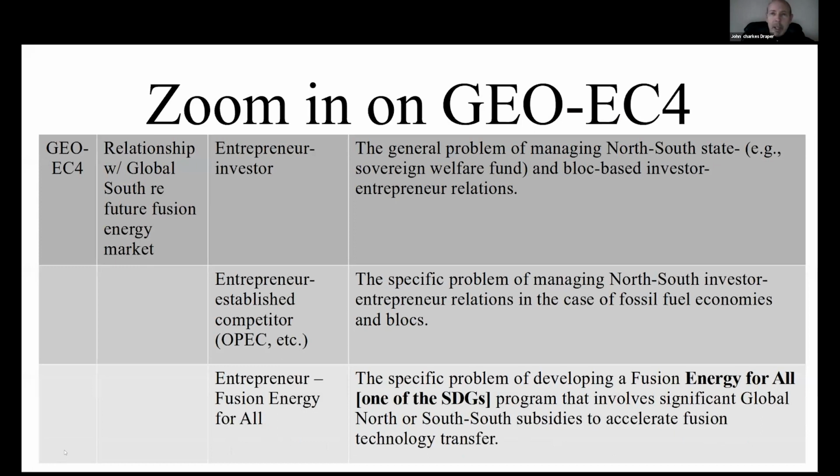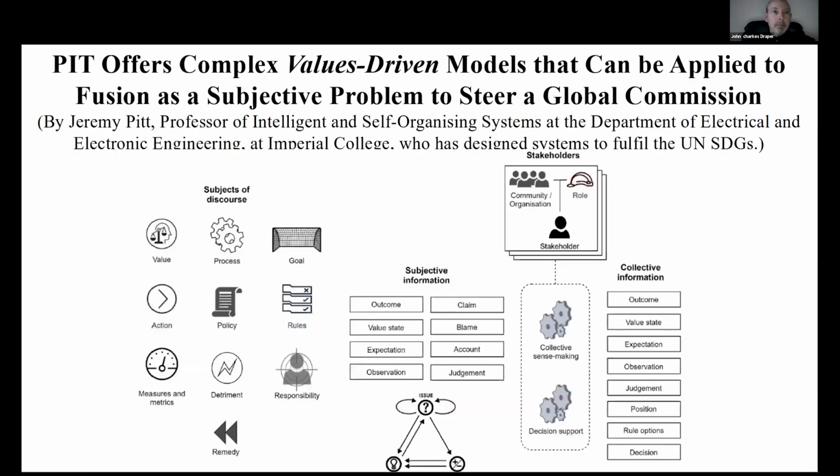Right, so this is an example of one of those subjective problems that we've analyzed, which is the relationship with the global South. As we've heard today, the Green Climate Fund is finally getting the sort of money that it needs, 100 billion dollars per year, to actually address how to transfer technology to the third world, or global South, as it's usually called these days. So the role of entrepreneurs, the role of organizations like OPEC, which could support or hinder the development of fusion, and so on.